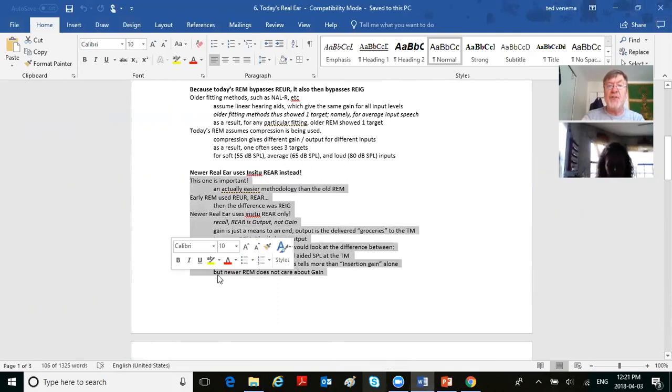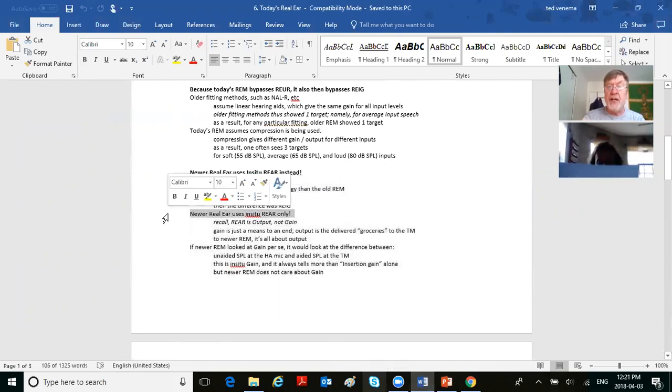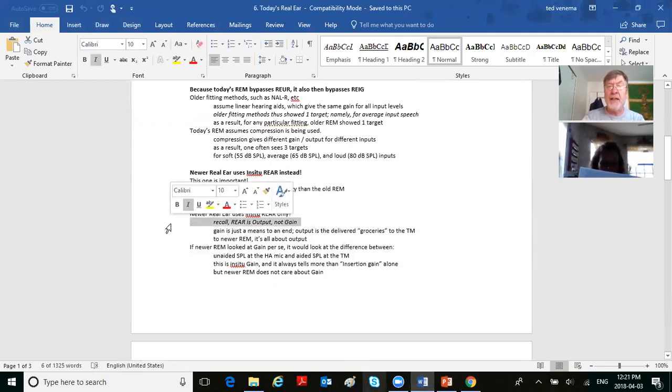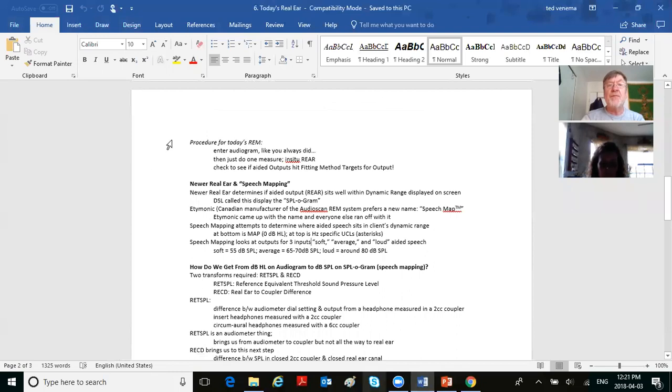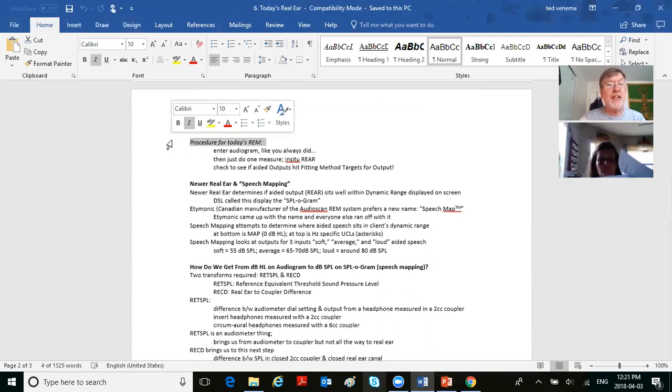Real ear today uses in situ REAR only. Recall REAR is output, not gain. Gain is a means to an end. Output is the delivered groceries. To newer real ear, it's all about output. Procedure for today's real ear: enter the audiogram just like you always did. Then just do one measure, REAR. Check to see if aided outputs hit the fitting method targets for output.